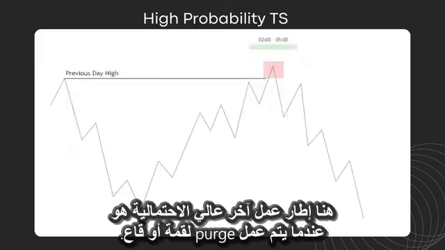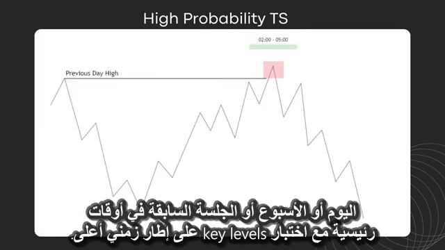Right here, another high probability framework is when previous day, week, or session high or low are purged at key times along with testing higher time frame key levels. Let's look at some examples right here.